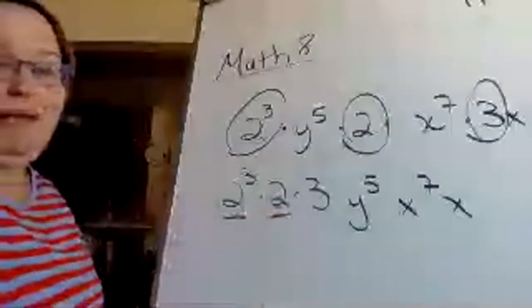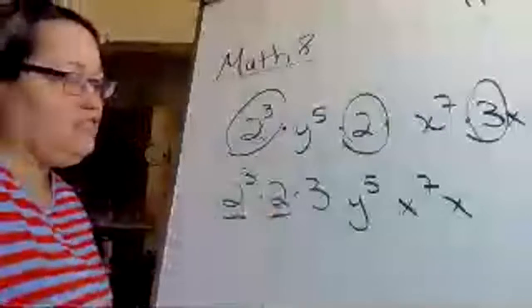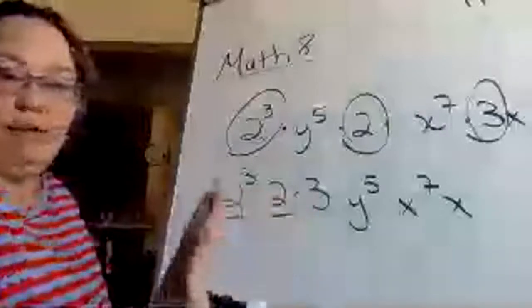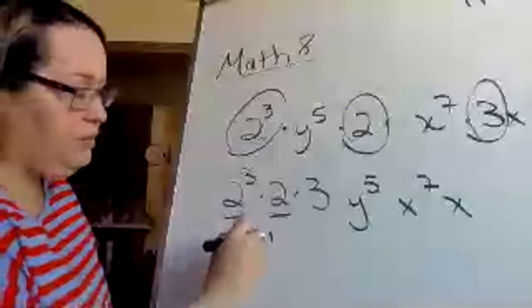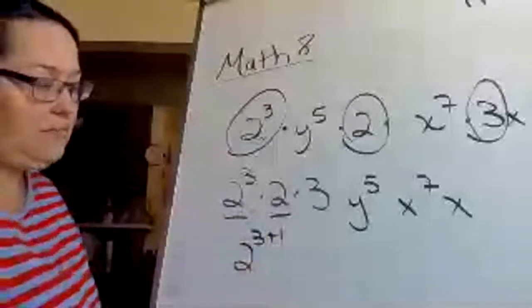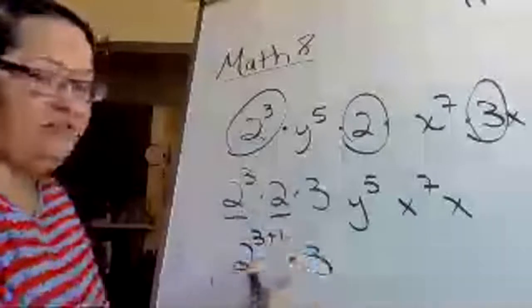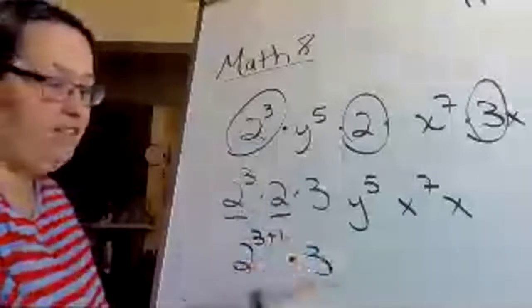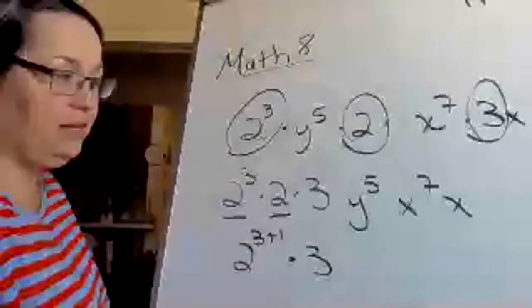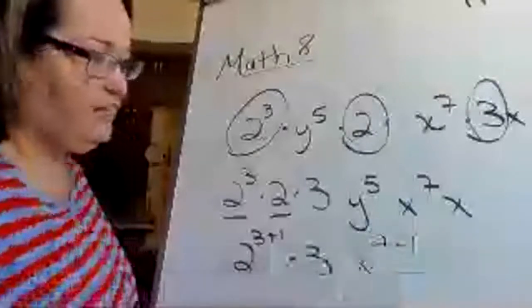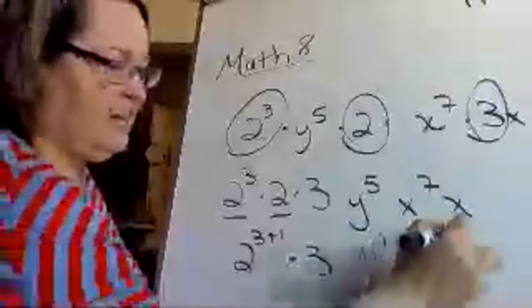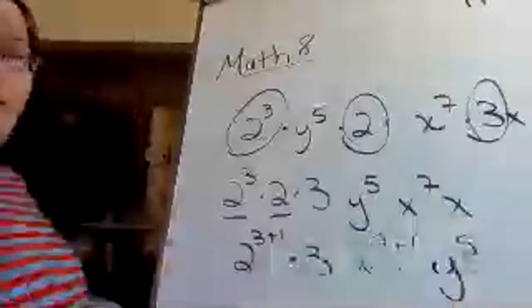These two have the same bases. So those are the ones that you deal with. This has a totally different base, so we don't do that. So 2 to the 3 plus 1 times 3. You can't do anything with these right now. They have to be totally separate. And I'm going to change this to the x's here because I can't stand it. And then y to the fifth. Okay?